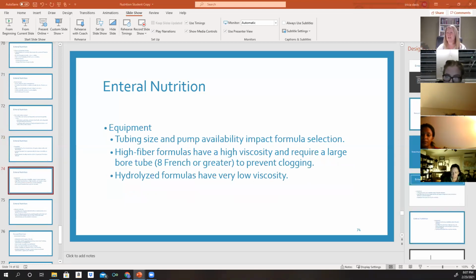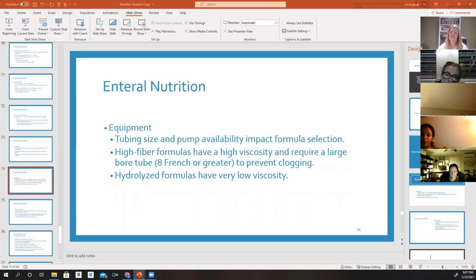So what equipment are we going to be using? Well, we might be using a pump. It's called a kangaroo pump. Those are the only ones I've ever seen, and I've seen them in all facilities. So I feel like that's probably just a pretty popular brand. I'm sure there are other facilities that don't use a kangaroo, but that's what I use in my hospital.